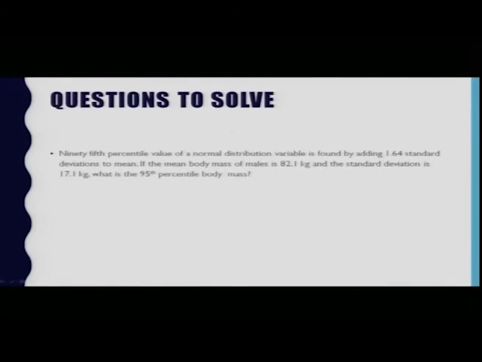Now the next question, which is again just for practice. The 95th percentile value of a normal distribution variable is found by adding 1.64 standard deviation to the mean. So, if the mean body mass of the males is 82.1 kilogram and the standard deviation is 17.1 kilogram, what is the 95th percentile body mass?